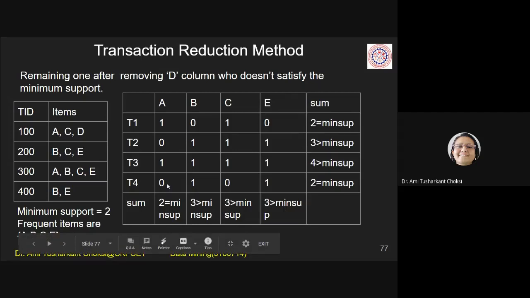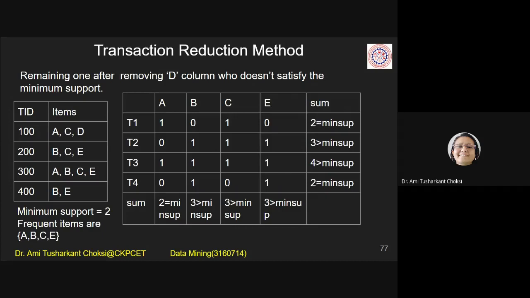For that, is A there? No, only B and E are there. So, for B 1, for E 1. What is the total row wise? That is 2, and that is equal to minimum support. Fine. So, what do we say about all this? For row wise, we can say that their count, I mean their summation, is greater than or equal to minimum support. Fine. So no issue for rows.